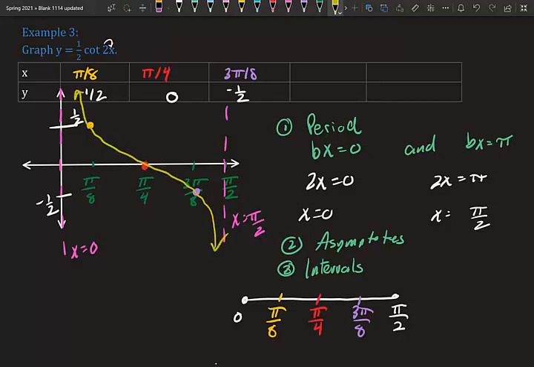And there's our graph. Now, why is this backwards? Did you think it was going to go like this? Did you think the graph was going to go like this because it's positive 1/2? Now, it's not going to go like that because this is a cotangent function, which is the reciprocal, which means opposite.